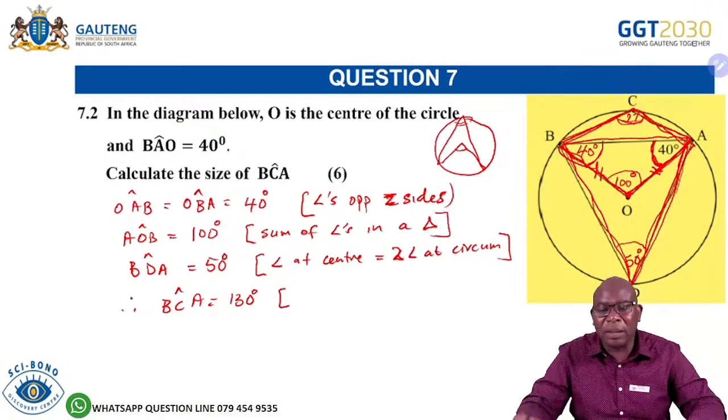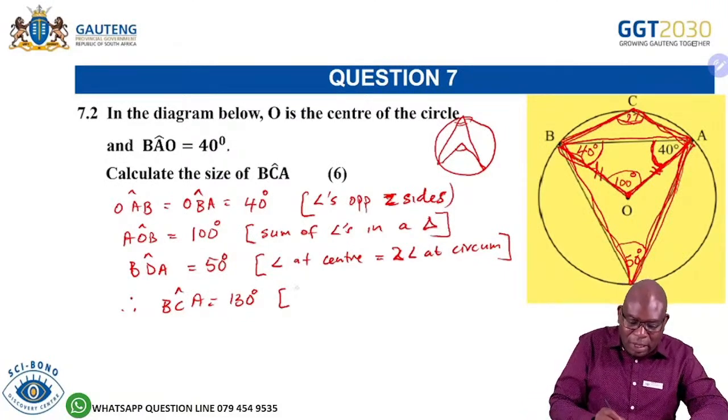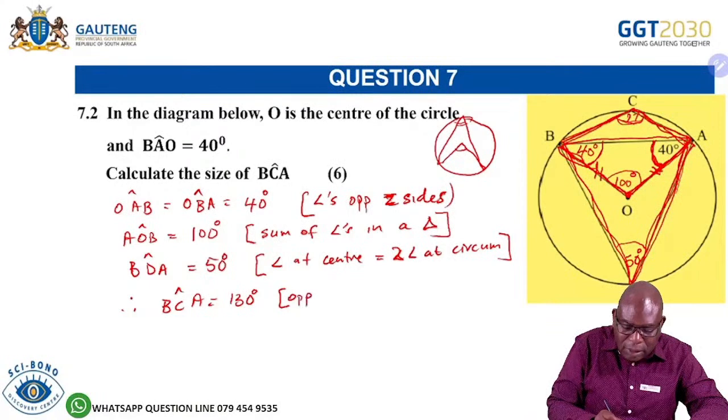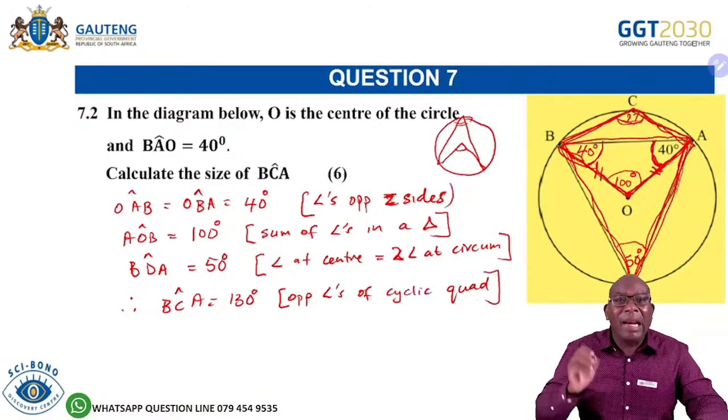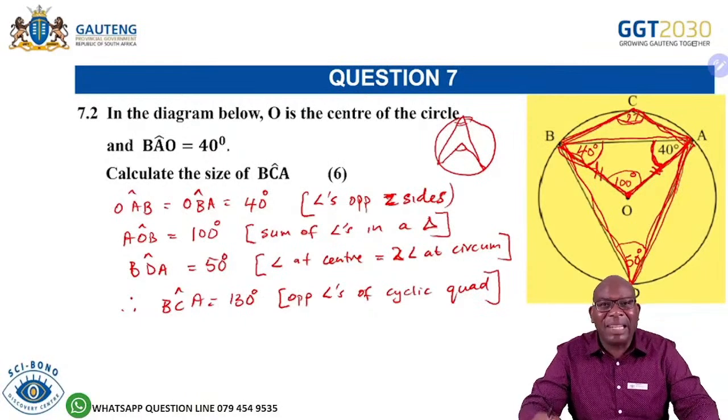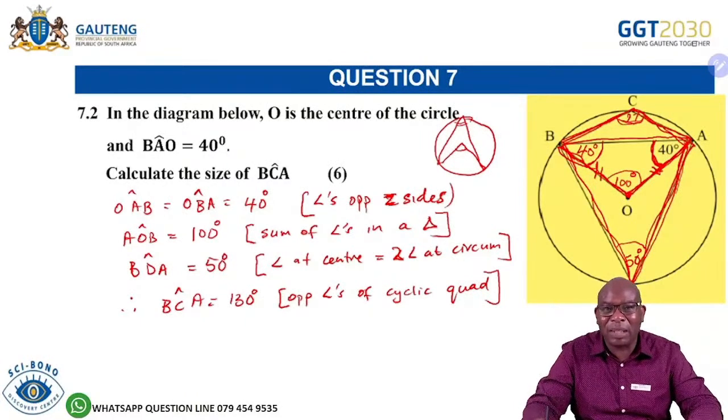Then what is my reason for that? Opposite angles of a cyclic quad. The cyclic quad, you see. Learn those reasons. Those reasons are there in your examination guide. You see, I'm stressing the examination guidelines. They are there in your examination guidelines.